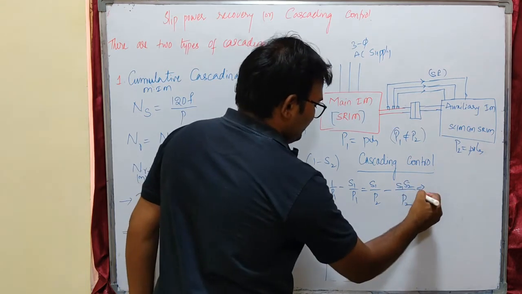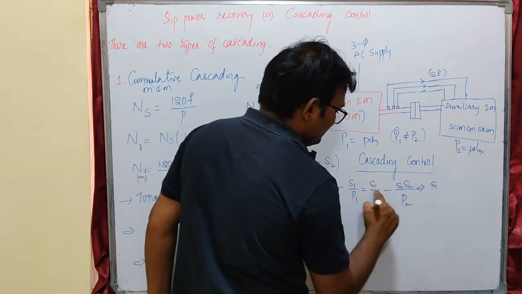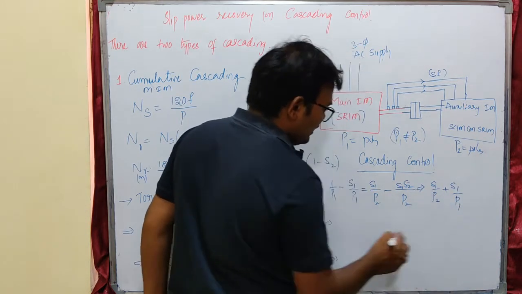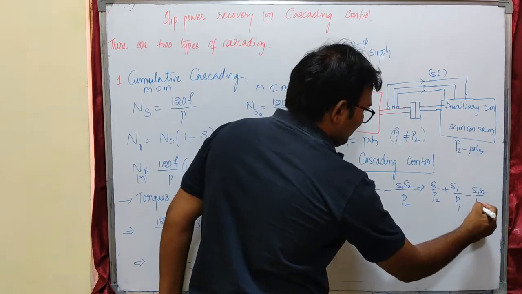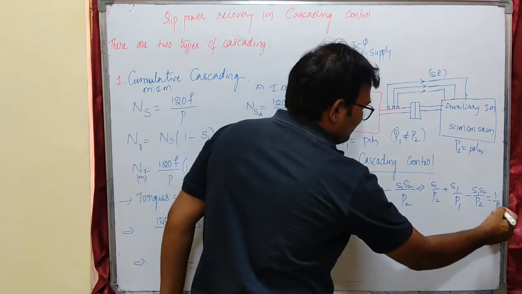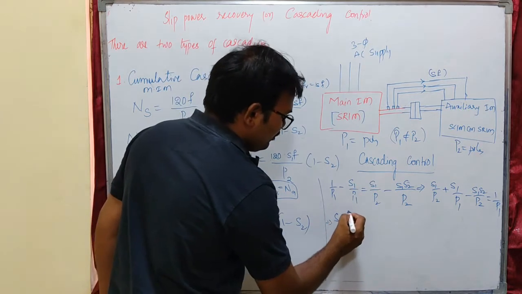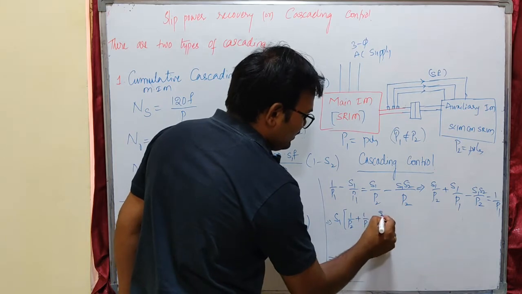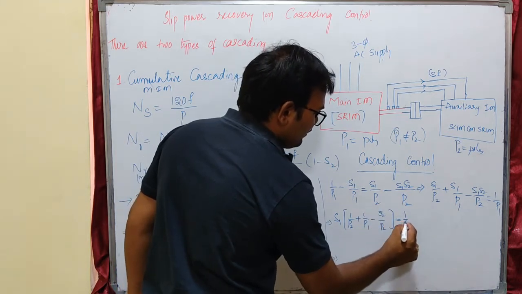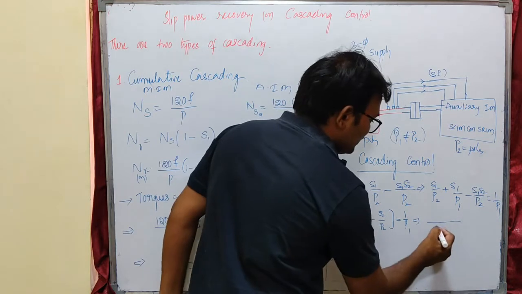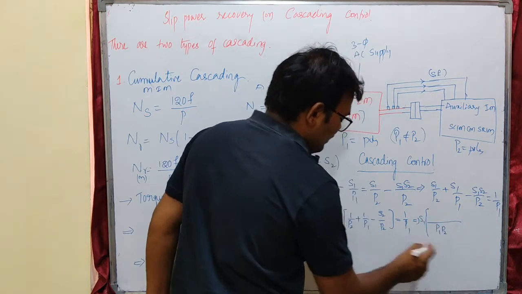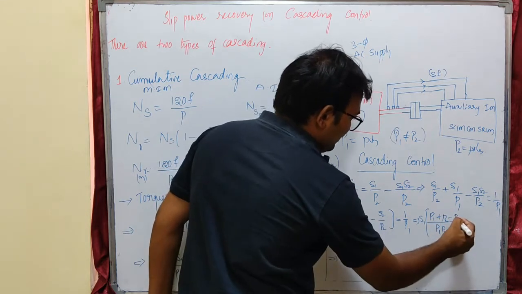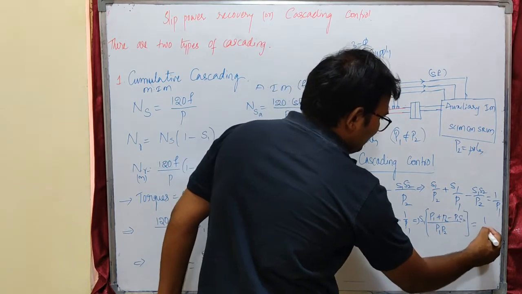If you rearrange this, S1 by P2 plus S1 by P1 minus S1 S2 by P2 equals 1 by P1. If you take S1 as common, that will be equal to 1 by P2 plus 1 by P1 minus S2 by P2 equal to 1 by P1. If you take the LCM, that will be P1 into P2, S1 into P1 plus P2 minus P1 S2 equal to 1 by P1.